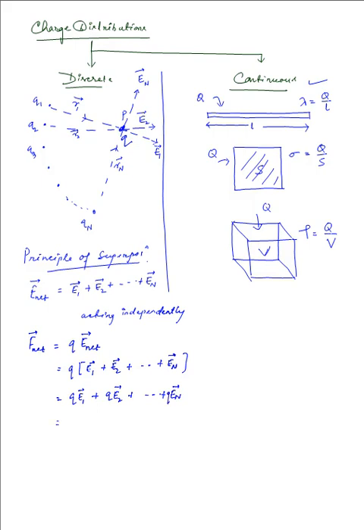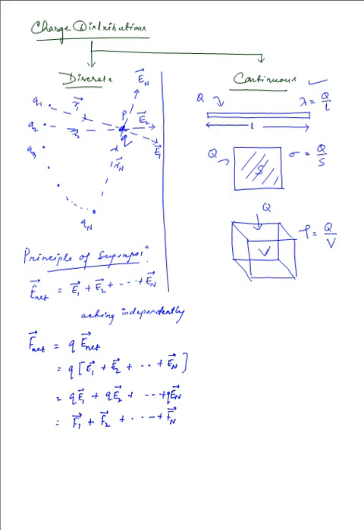Then what do we find? Well, Q times E1 is nothing but the force that would have acted upon the charge at that particular point due to the fixed charge Q1. And also Q times E2 is the force that it will be acted upon due to the charge Q2. And similarly, right up to Qn, the force due to Qn on it.